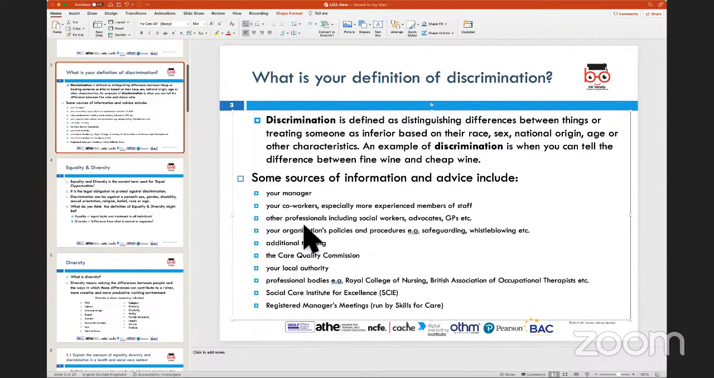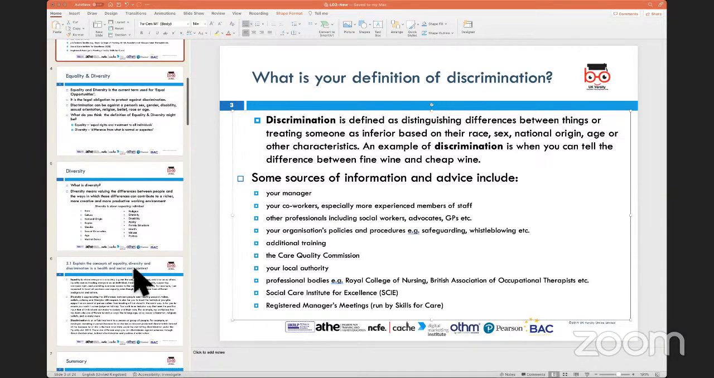Is that okay? Any questions on this so far? Any questions on the three different concepts that we are going to be looking at, or three different words, which make up this particular learning outcome, which is looking at equality, diversity, and discrimination?